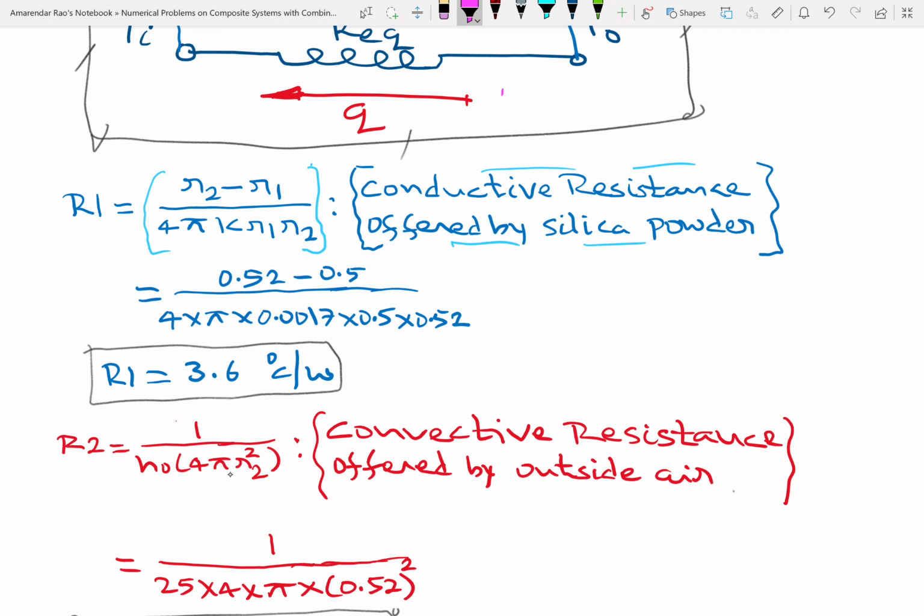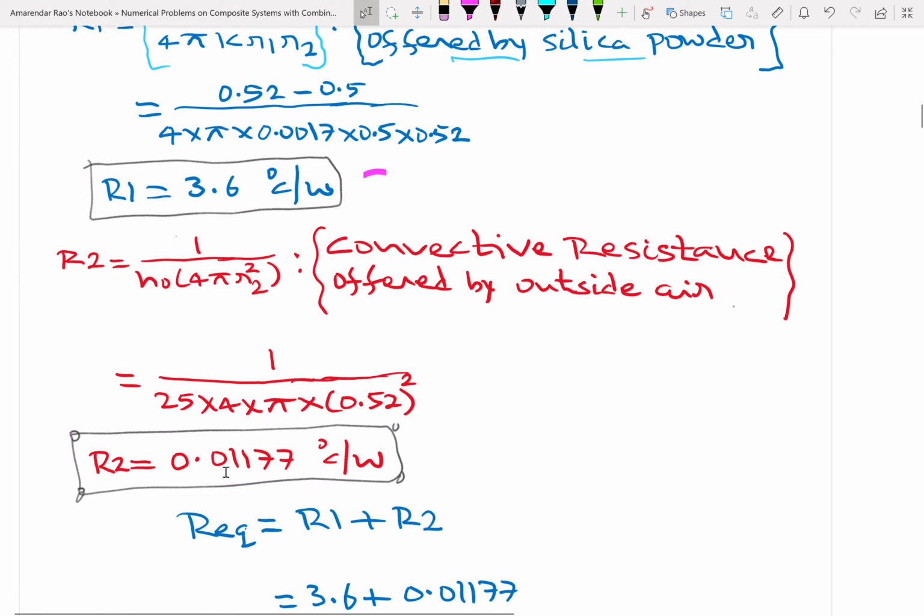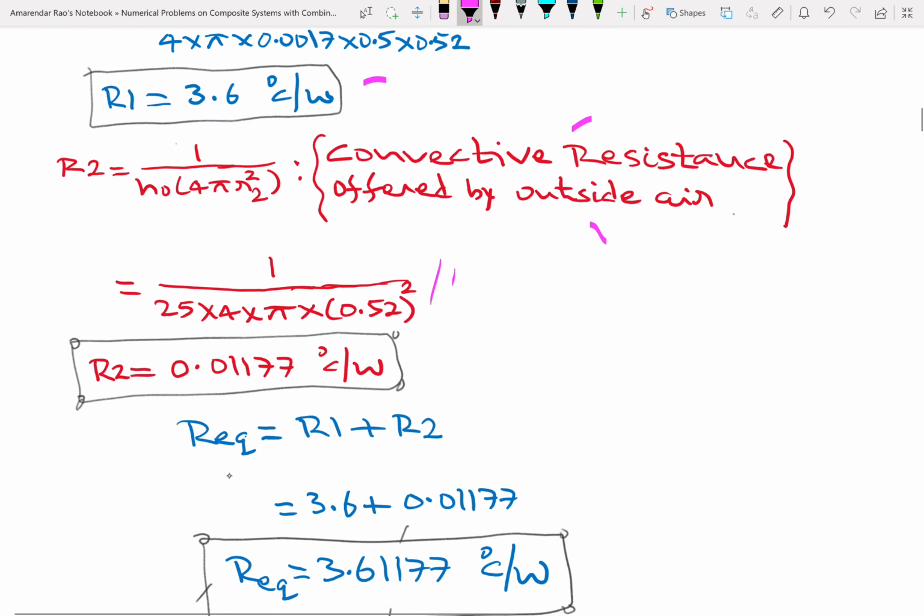And when you substitute the entire data, it's going to be 3.6 degrees centigrade per watt. Then R2 is 1 by H0 4 by R2 square. That is convective resistance offered by the outside air. And H0 and R2 are available. When you substitute for them, you are going to get outer convective resistance as 0.01177 degrees centigrade per watt.